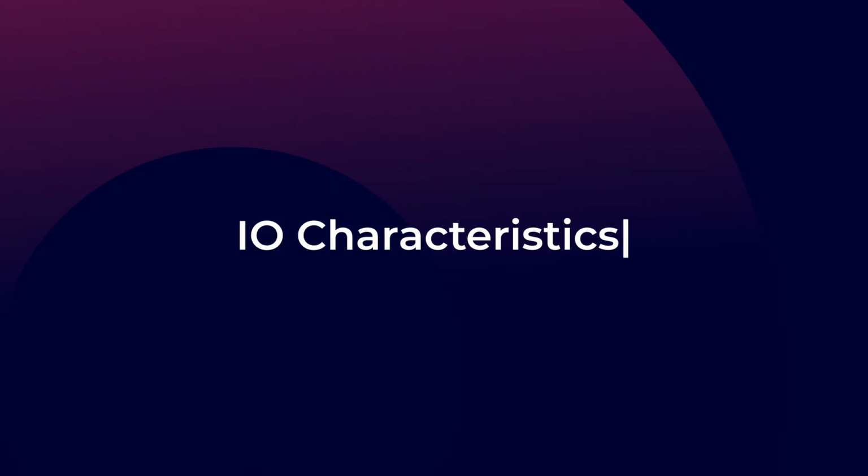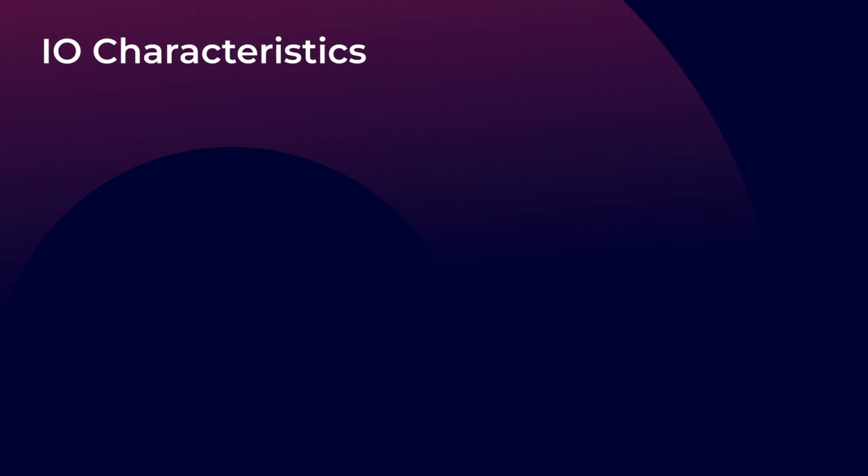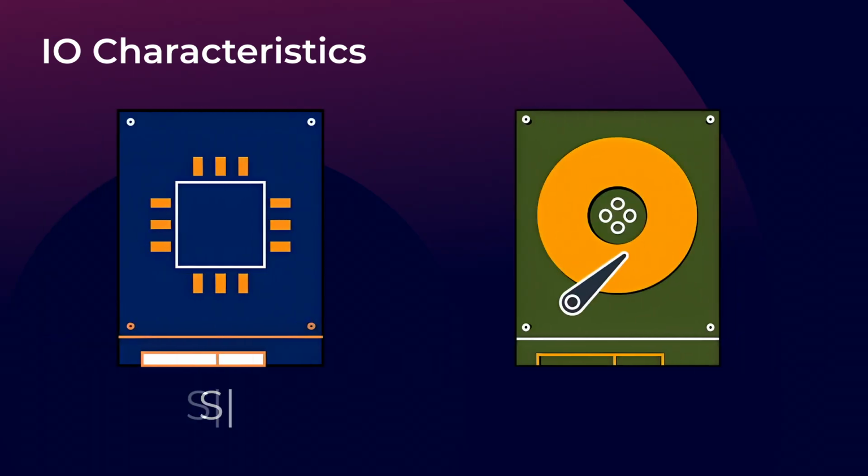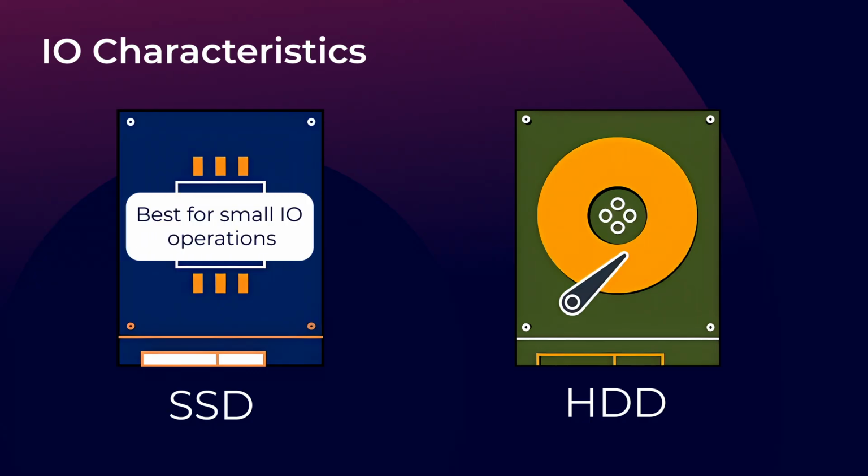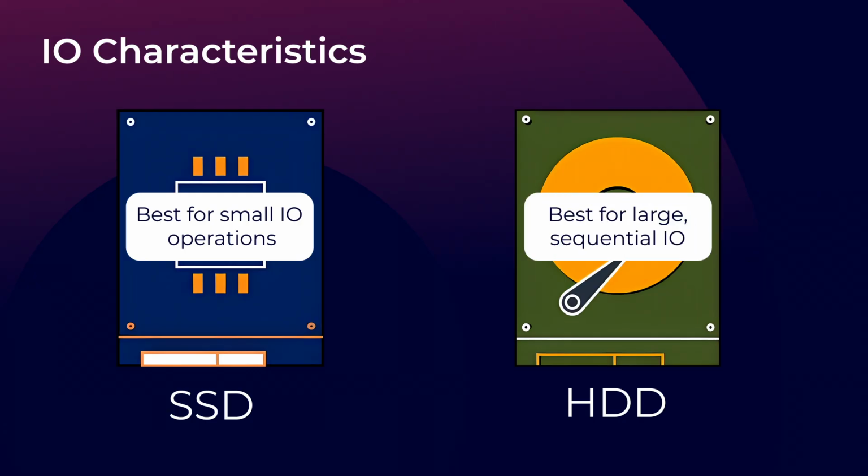Another factor that's going to impact the performance of your EBS volumes is the different I/O characteristics. With EBS we have two different categories of volumes: SSD-backed volumes and HDD-backed volumes. SSD volumes are designed to work best with small I/O operations, whereas HDD volumes are designed to work best with large I/O operations that are sequential in nature.